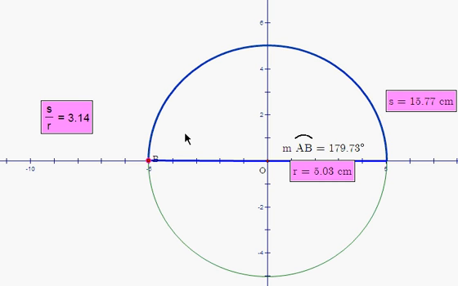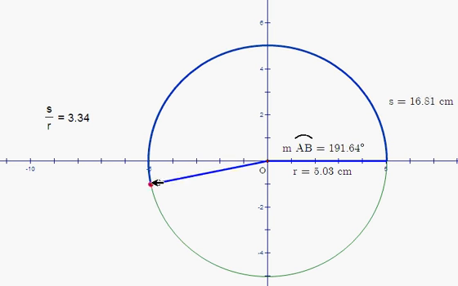We know that 180 degrees corresponds to pi lengths of the radius. And so we can use that as a conversion factor to convert between degree measure and radian measure.